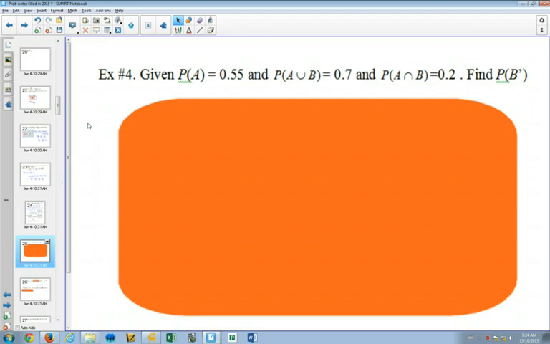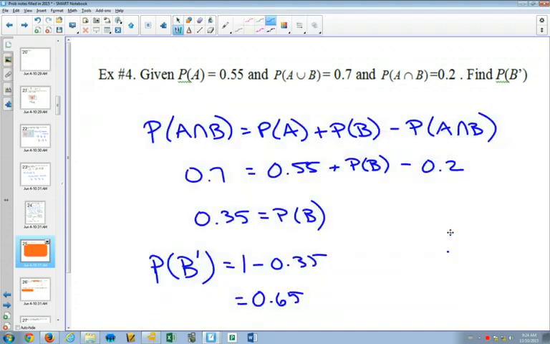Everybody have a chance to try this one once you put it into the formula? Were you able to see that the only thing you didn't know was the probability of B? And then solving for the probability of B, you got 0.35, so then the probability of not B is what would be left, which would be 0.65.